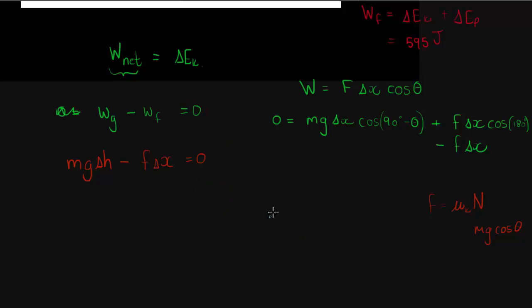Remember to equal it to 0 because change in kinetic energy is equal to 0. Why is change in kinetic energy equal to 0? Because we want the slider to go down at a constant velocity. Okay, now how would we calculate friction?